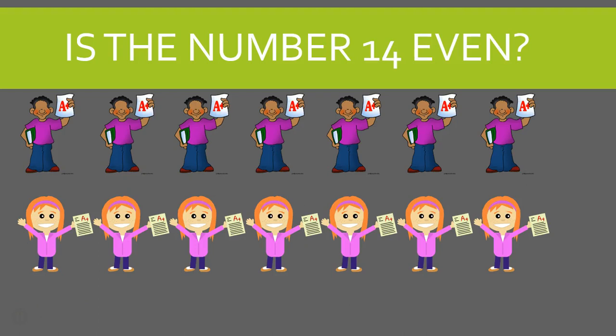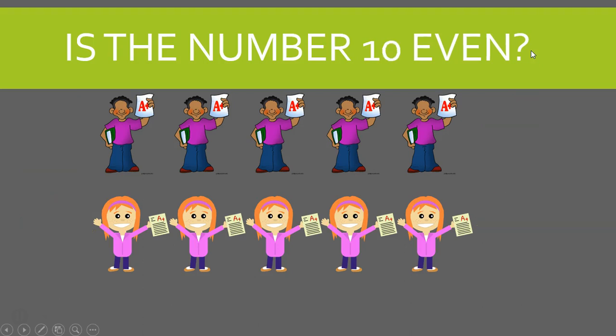Next we need to find out, is 14 an even number? So I've got 14 students here in a row, and let's see if they all have a partner, with nobody left out. So these two have a partner, these two, these two, these two, these two, these two, and these two all have partners. So does that mean that number 14 is even or not even? It means that 14 is an even number. Also, when we're counting by twos, you can count to 14 by counting by 2, so that's another way you can find out if 14 is an even number.